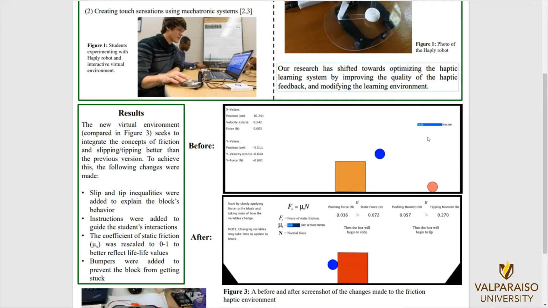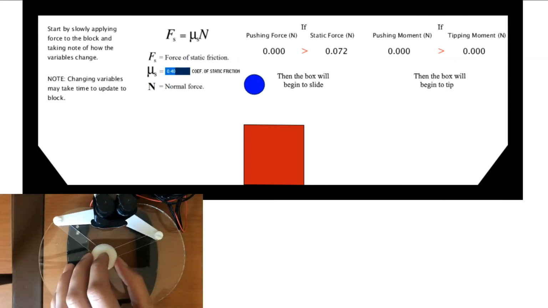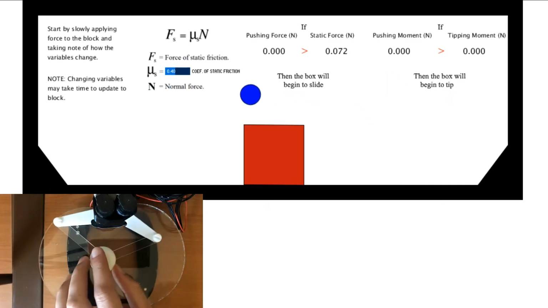I believe the best way to explain the improvements would be to show you a demonstration of how a student would navigate the environment. In this video, I'll be showing you how we can use the Haply robot to teach a student the concept of friction and slipping and tipping.